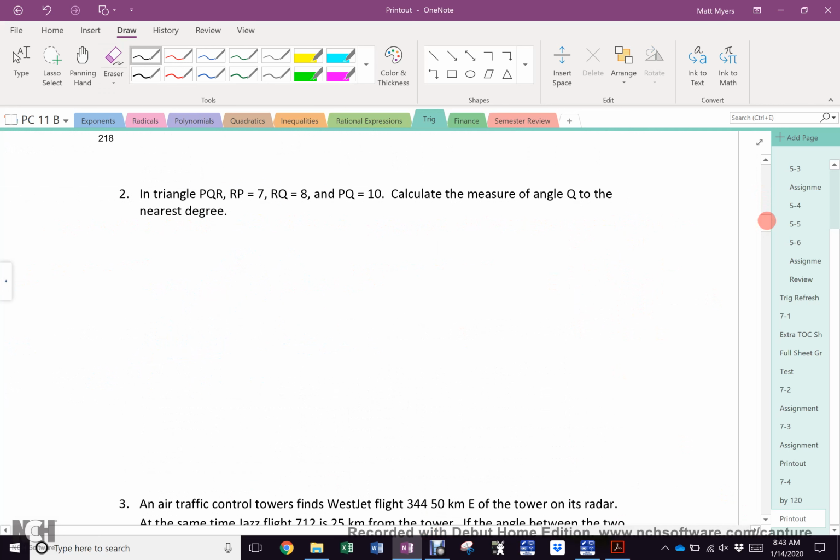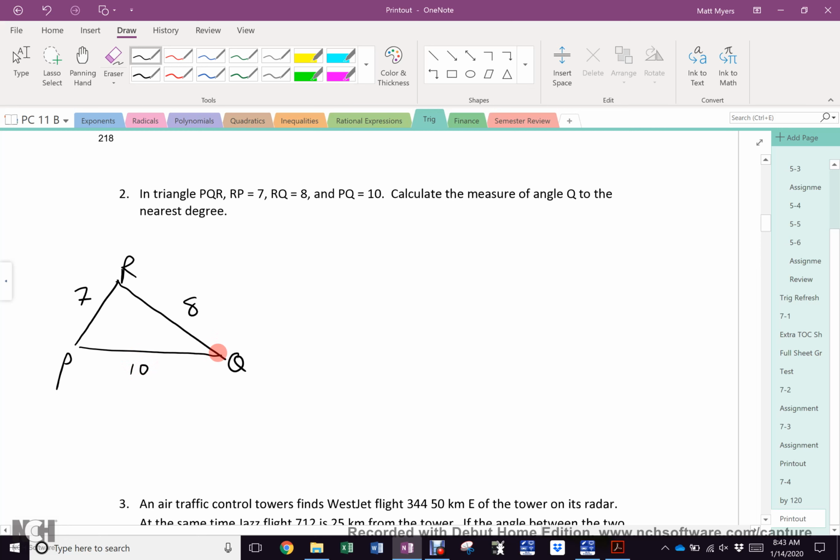All right, turn the page over. What's different? It's not the same letters, so we've got to be careful. So we'll draw it with PQR in black. So RP is 7. RQ is 8, and PQ is 10. Calculate the measure of angle Q.